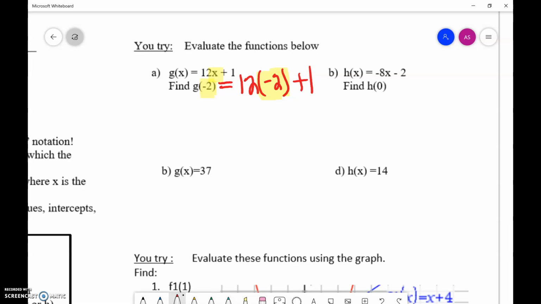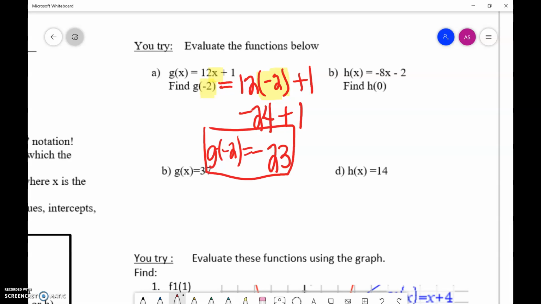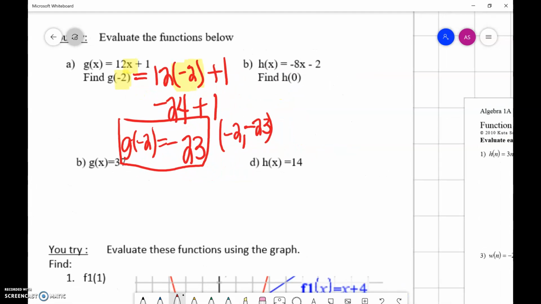Then I'm just going to solve it out. So I have negative 24. I bring down my plus 1. And negative 24 plus 1 is negative 23. And that's my answer. So g of negative 2 is negative 23. In other words, when x is negative 2, y is negative 23. Okay, let's look at another example.